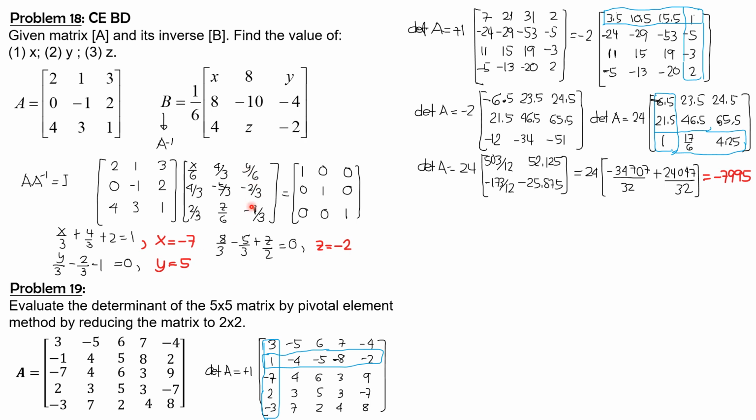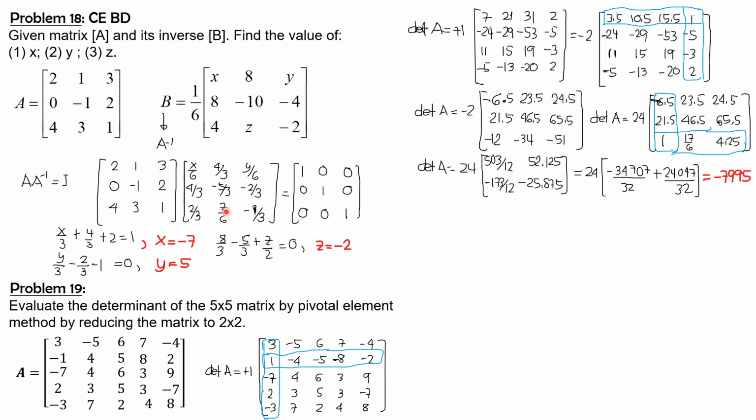To solve for Y, we have to obtain the product of row 1 and column 3 and equate it to this element, row 1, column 3, which is 0. So 2 times Y over 6 is Y over 3, plus 1 times negative 2 thirds, plus 3 times negative 1 third, which is negative 1, equals 0. So solving for Y, Y is 5.